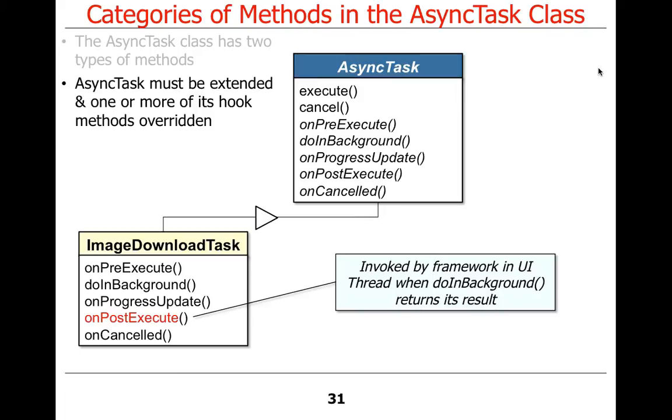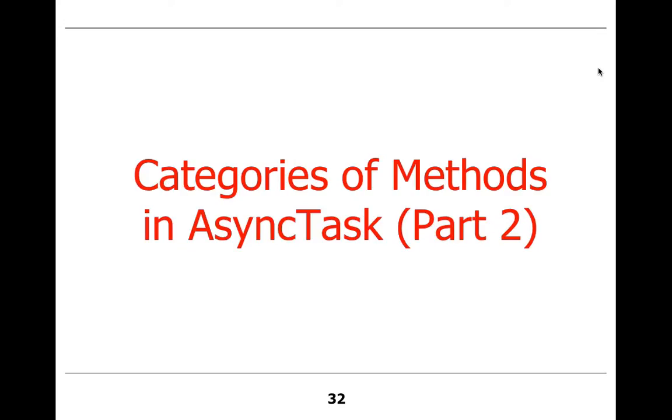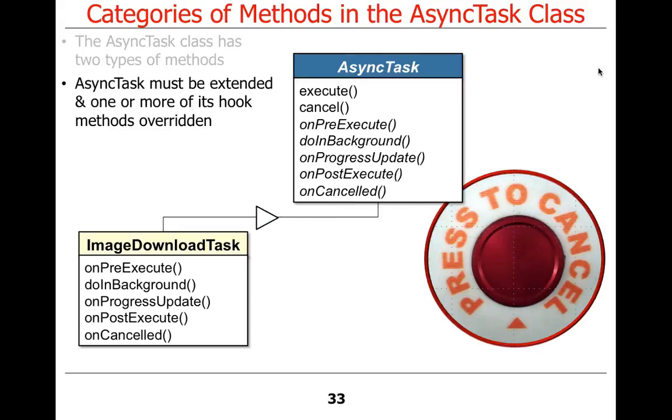The onPostExecute method is called back in the user interface thread after doInBackground has finished and returned its result. So doInBackground returns the result, and that then runs in the user interface thread where it does any post-processing that's required. That might, for example, involve displaying an image, because you've downloaded the image and processed it in the background, and now you're moving it to the foreground thread where it's displayed. OK, so that's one category of things.